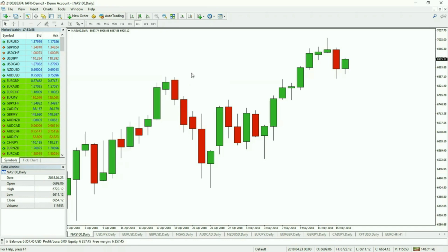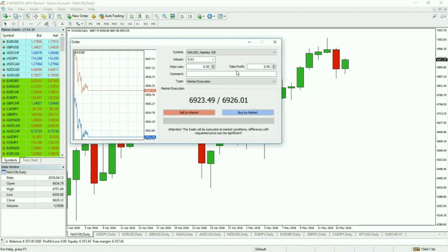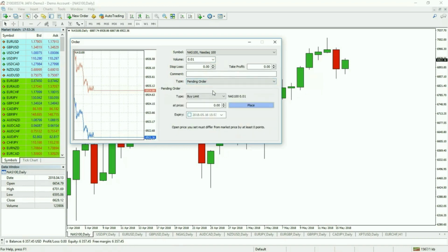Now the market is at 6,925 and trading up. However, if we see some volatility mid-evening, or tomorrow morning, that sends this market down, we still want to be long the market, but we're going to try and execute our long trade at a better price. So we'll go to new order, choose our volume, and leave it at 0.01. We'll change market execution to pending order.